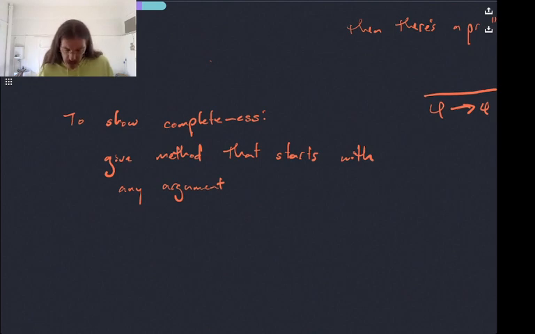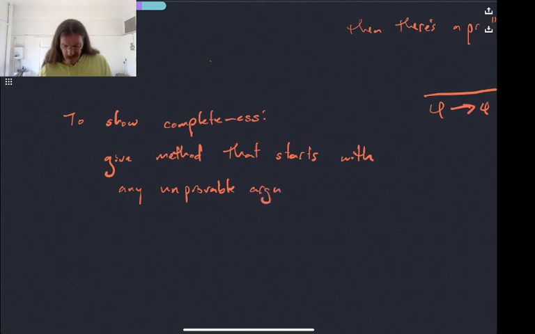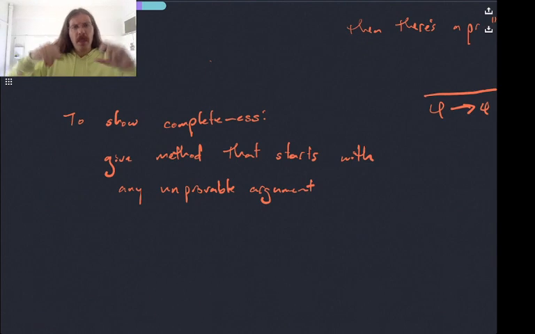Now let's go with a slightly different kind of method. It might be easier to understand. So give a method that starts with any unprovable argument. Right, so we've got some proof system. We want to show that it is complete, which is to say every argument has either a proof or a counterexample.